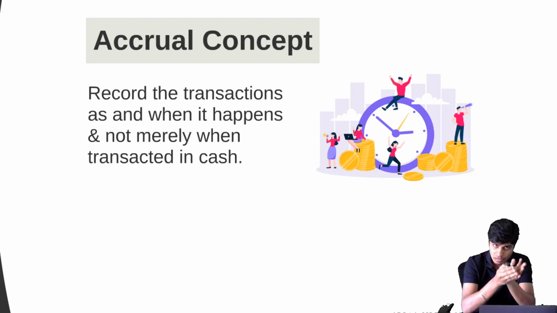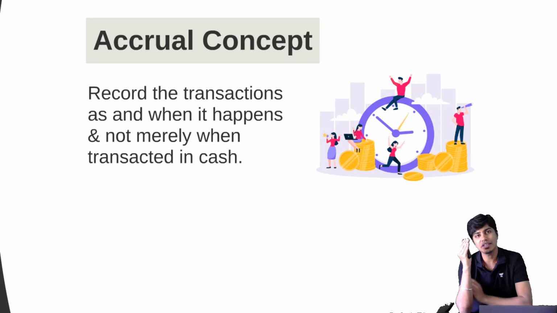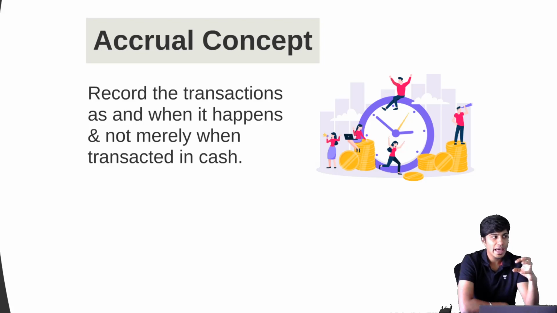So there are two accounting approaches. One is accrual, what we just discussed. The other one is called cash system of accounting. Business houses have no option but to follow accrual system.